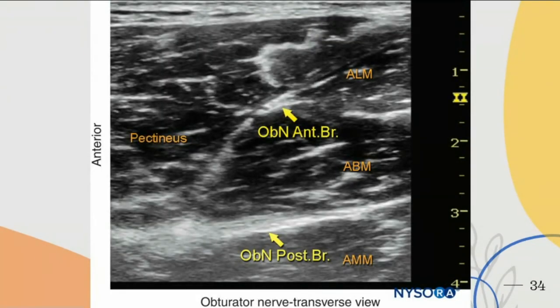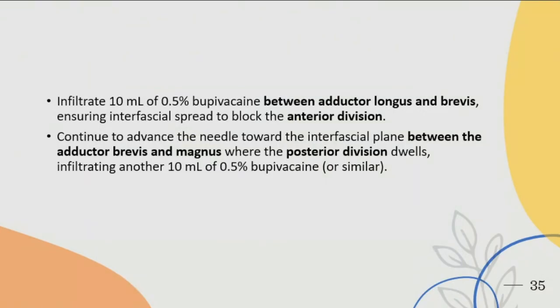In this ultrasound image, the performer was able to identify that particular nerve. You can see the obturator anterior branch is between the longus and brevis, and the posterior branch is in between the brevis and magnus, as pointed out. To me, this is quite easy. Just deposit at the fascia plane, it is quite safe. You won't injure the nerve.